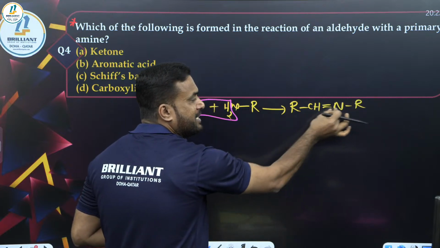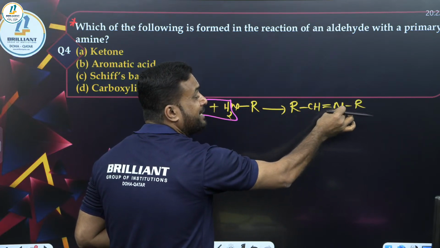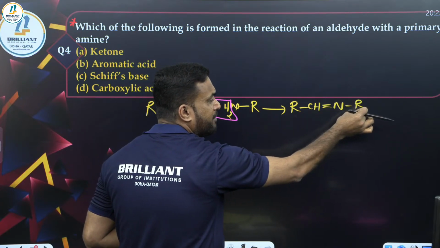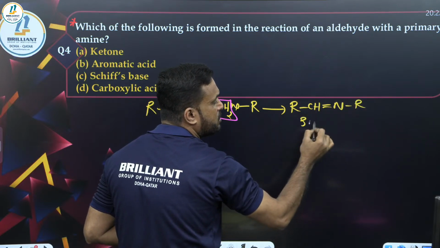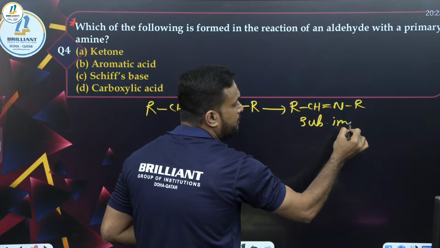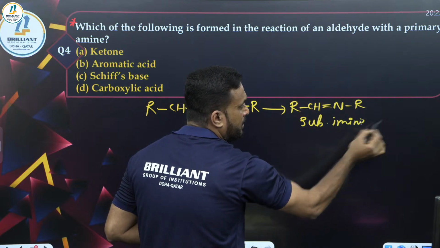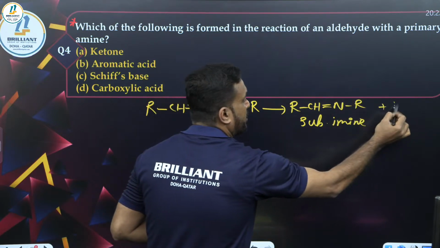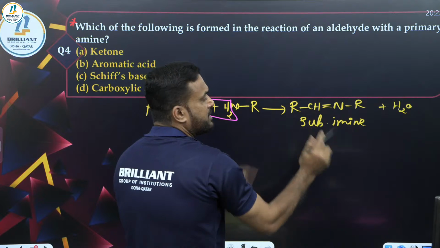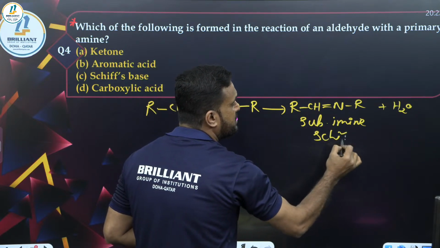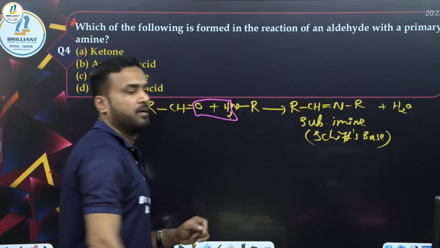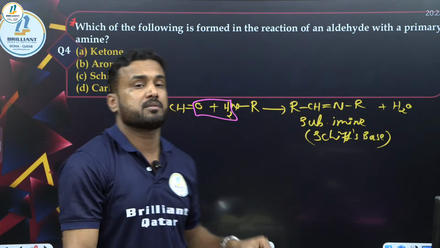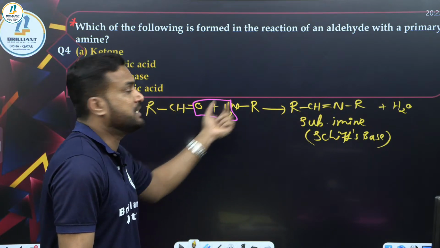Wherever CH double bond N comes, it's called an imine. Then when R comes, on the nitrogen one H is substituted by R, so it is called a substituted imine, plus H2O as the product. Nothing but, dear students, the substituted imine is called Schiff's base. Keep in mind, this is called Schiff's base. Wherever Schiff's base forms, that means it can be an aldehyde with a primary amine.